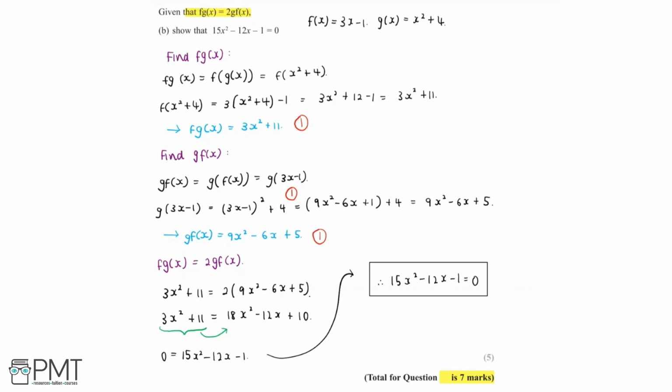We get the fourth mark in part B for setting up the equation 3x squared plus 11 is equal to 2 multiplied by 9x squared minus 6x plus 5. And we get the fifth and final mark in part B for rearranging to prove that 15x squared minus 12x minus 1 is equal to 0. And so we've now achieved the full 7 marks needed in this question.